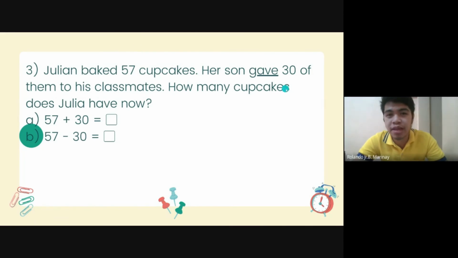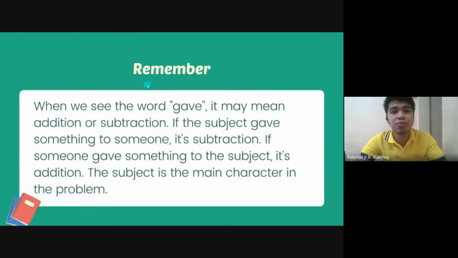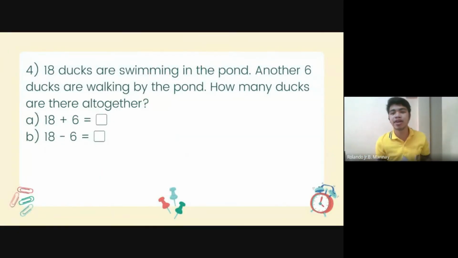As we can see in the problem, there is the word gave. So what happens when we see the word gave? It may mean addition or subtraction. If the subject gave something to someone, it's subtraction because the number of things he has will decrease. But if someone gave something to the subject, it's going to be addition because he will have more of that object, because he received something from others. The subject is the main character in the problem.